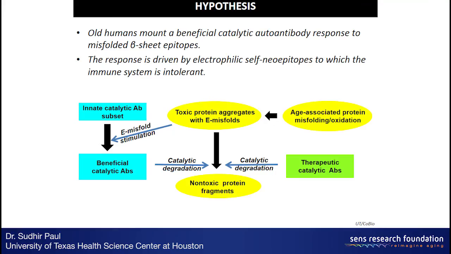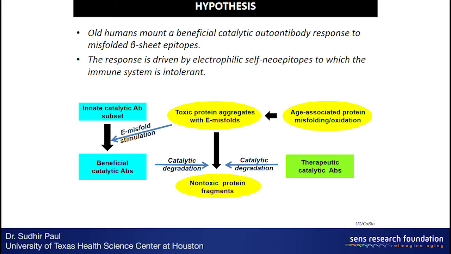So our hypothesis based on the amyloid beta peptide studies is that old humans mount a beneficial catalytic autoantibody response to the misfolded beta sheet epitopes. Again, these responses are not going to happen unless there is misfolding, and then unless there are electrophilic self neoepitopes. So the response, we think, is driven by the electrophilic self neoepitopes to which the immune system is tolerant, and overall it is reasonable to believe that these antibodies are beneficial.